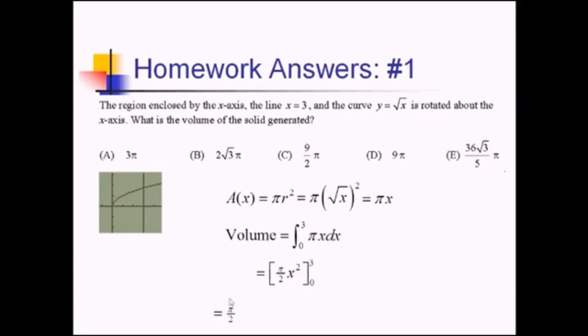We have a pi over 2 that I'm going to actually take out, and then I'll plug things in inside here. So we have 3 squared minus 0 squared. So this is pi over 2 times 9, which is 9 pi over 2. And then we also have this 0 here that we don't really care about because you're just multiplying pi over 2 times 0. So 9 over 2 pi then ends up being our answer, choice C.